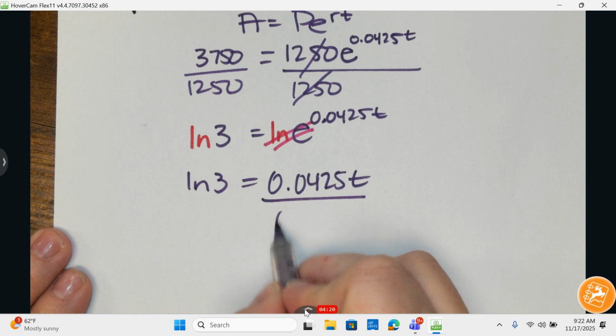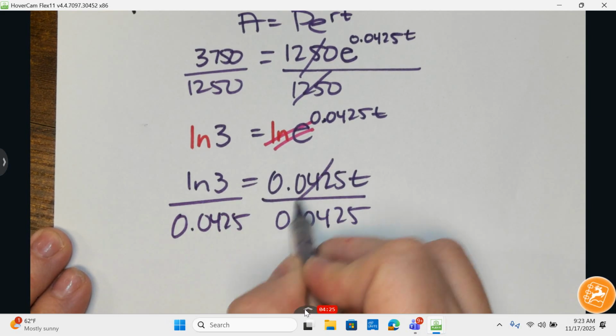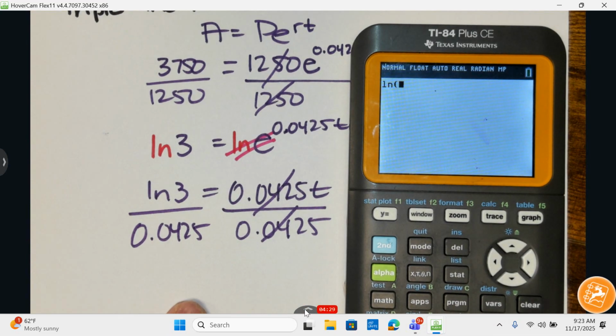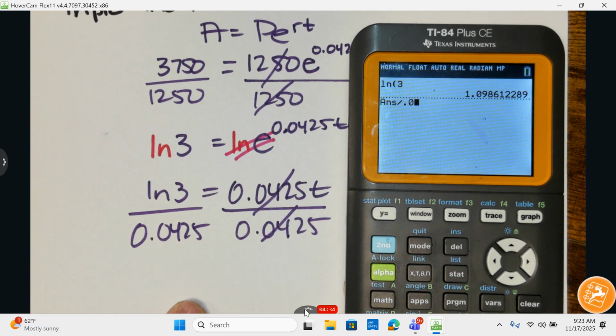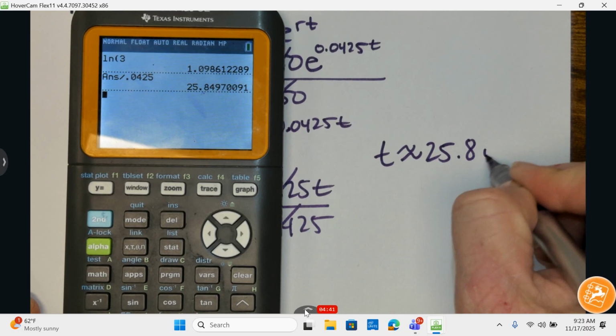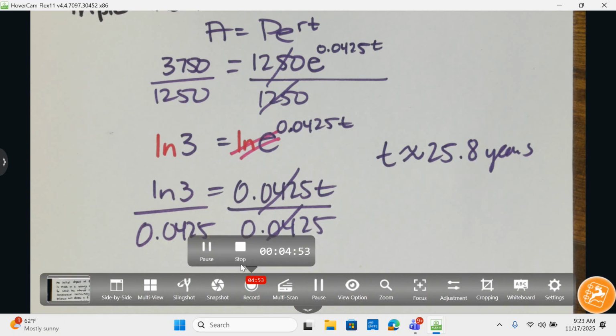To isolate the T, I divide both sides by this decimal amount. And just as a quick reminder, like we looked at in the previous example, I'm first going to do the ln of 3 and press enter, and then divide by 0.0425. So how much time? Approximately 25.8 years. T is in terms of years. At this time, please go back to Unit 8, Homework 4, which is exponential models, and please complete problem 2 before coming back to the video.